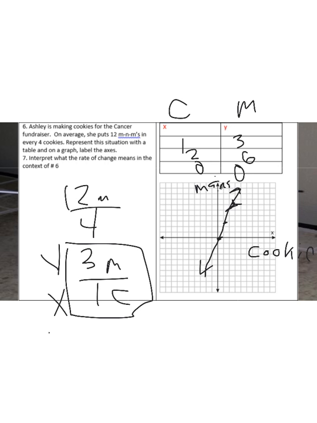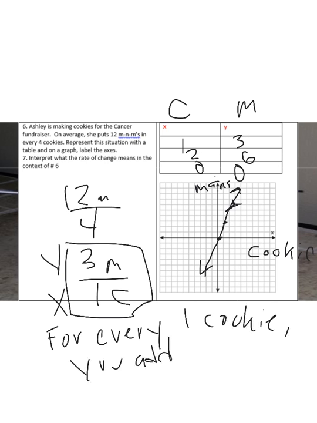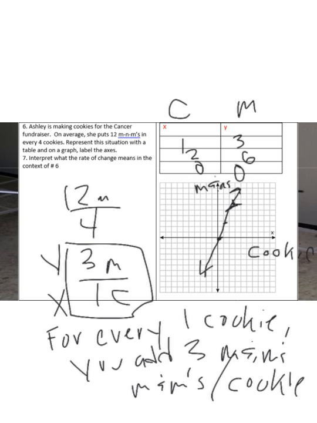It means that for every 1 cookie, you add 3 M&Ms, because, of course, our slope is talking about M&Ms per cookie. All right, so that's what this particular rate of change means in the context of the problem. Moving on.